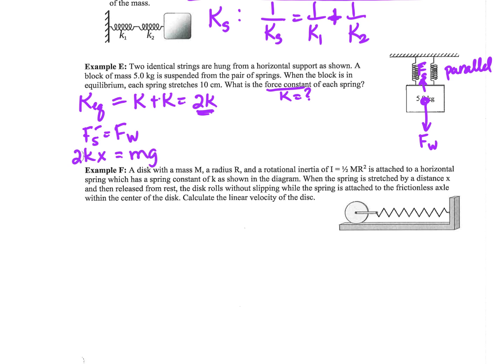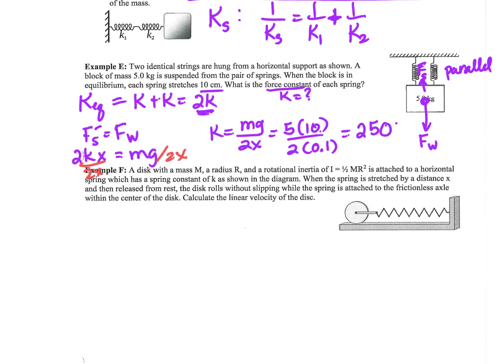So if we divide both sides by 2x, right? Divide by 2x, divide by 2x, then we get K. So we know K is equal to mg over 2x, which is going to be the mass was 5, g's 10, and twice the stretch, which is in centimeters, so that is 0.1 meters. Got to put it in meters. So 50 divided by 0.2 is going to give us a spring constant of 250 Newton per meter per spring.